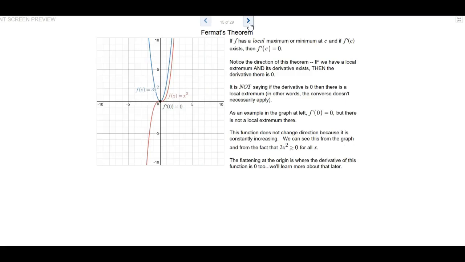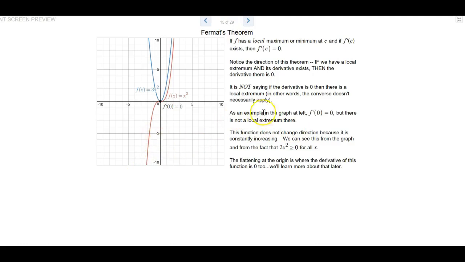For Fermat's theorem, you don't need to memorize or recite it. Just know what it means. If a function has a local maximum or minimum at some value c, and if the derivative is defined at that value c, then f prime of c is 0. This doesn't say that wherever a function's derivative is 0, it's necessarily a max or min. It just says if it has a max or min, then the derivative is 0 there. That's a different meaning. It's just going in one direction.